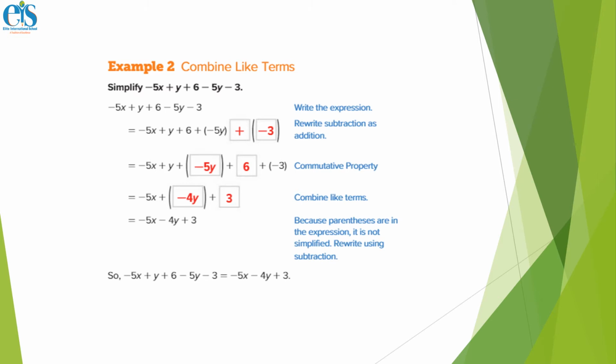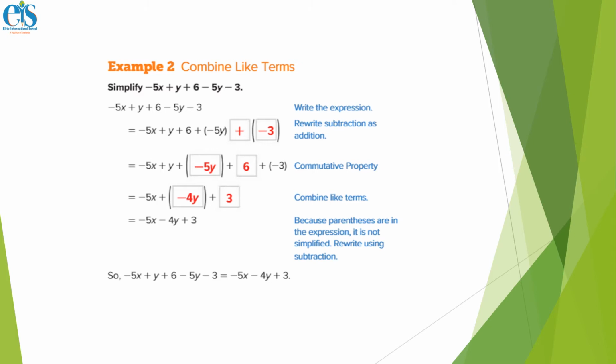Negative 5x remains as such because there isn't another like term with the variable x. Y is added to negative 5y and we get negative 4y because the coefficient of y is 1. So 1 added to negative 5 is negative 4. We keep the variable y. So therefore it is negative 4y. Adding the 6 and the negative 3, which are merely numbers, we call them constants. So we group the 6 and the negative 3 and we get the value 3. That's how we arrive at negative 5x minus 4y plus 3.